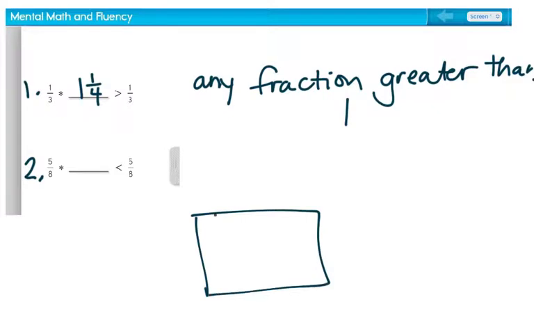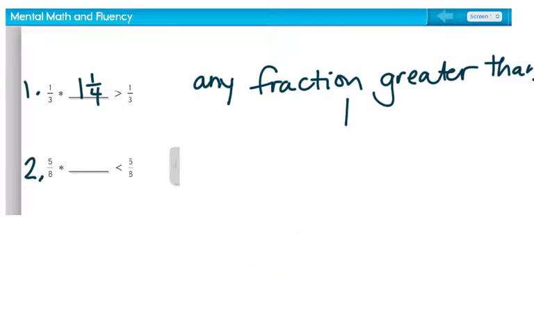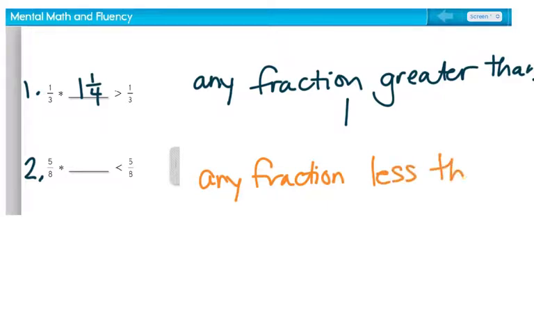Remember when we did all of this and we divided? And then we did this and we shaded that. So what could I multiply by 5/8 to get an answer that's smaller than 5/8, smaller than what I started with? Well, any fraction less than 1 would give me an answer that would be less than what I started with. So if I take 5/8 and multiply by 1/4, I end up with an answer less than 5/8.